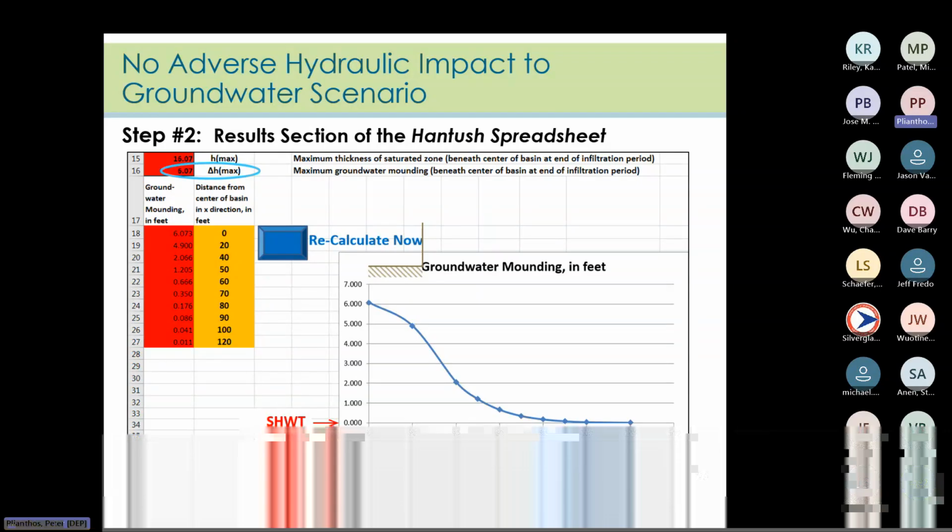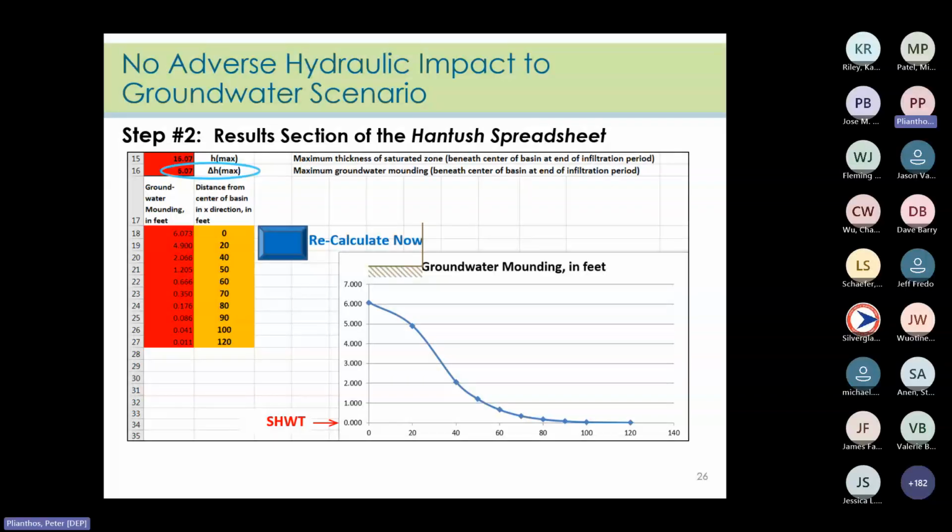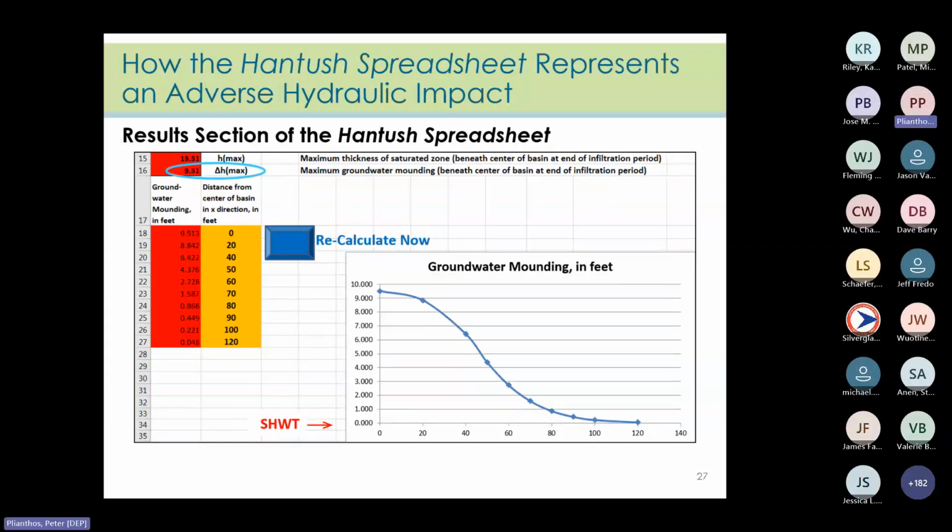If you recall the duration of infiltration period equation from slide 21, the footprint area is in the denominator. So we would see the duration of infiltration period decrease proportionally as the area increases. Next, let's talk about when things go wrong, meaning adverse impacts. This slide is not for the example I just presented. It is meant to show you what happens in the spreadsheet when the groundwater mounding height is too high.